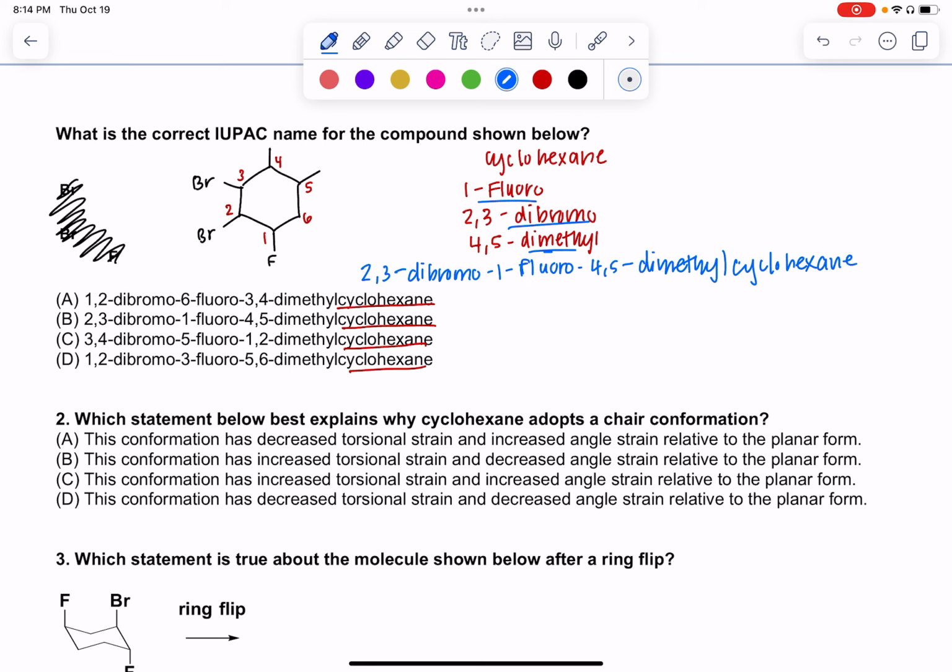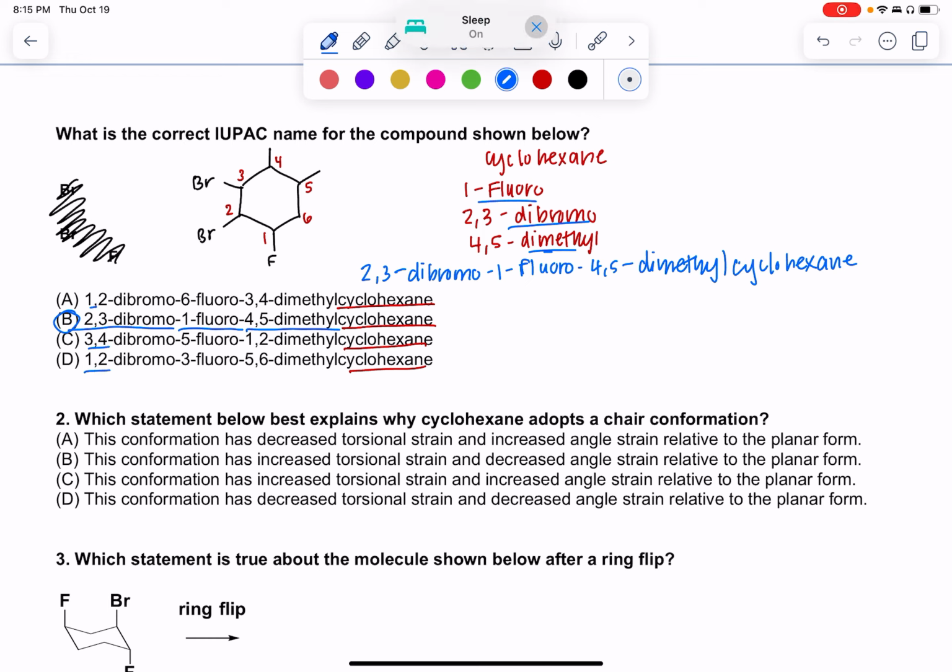And then I'm going to go and look for my answers. So we said cyclohexane is in all of them. Let's see, 2,3-dibromo. Well, there's only one that's got 2,3-dibromo. But let's check my other ones. 1-fluoro and 4,5-dimethyl. So it looks like B is the only option. C has 3,4-dibromo. D has 1,2-dibromo. So we have 1, 2, 3, 4, and 1, 2.